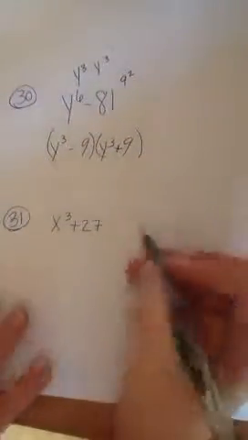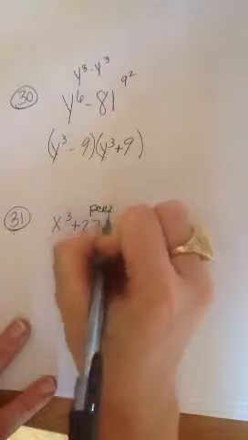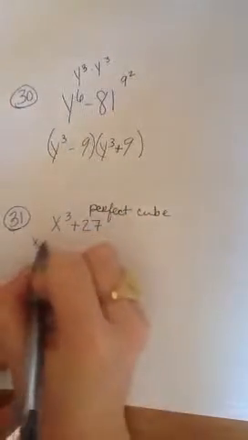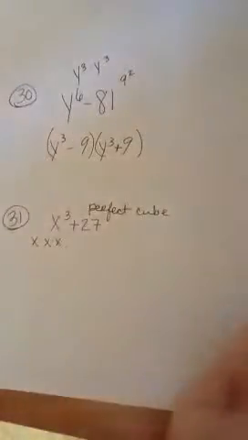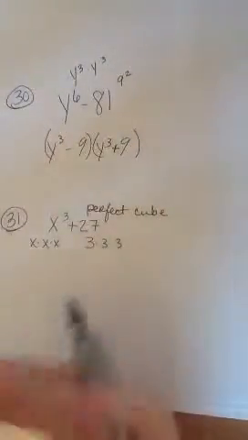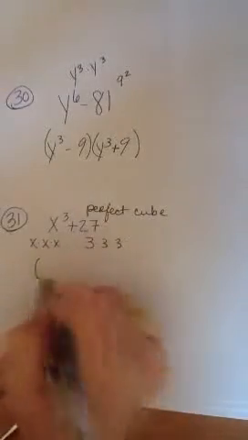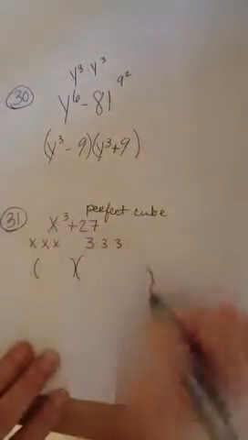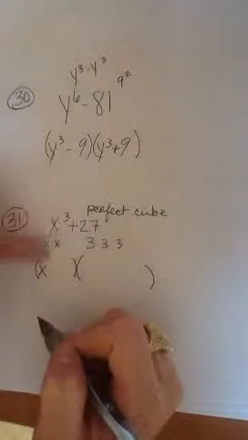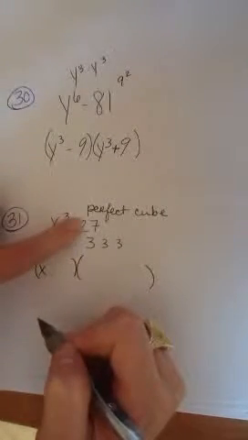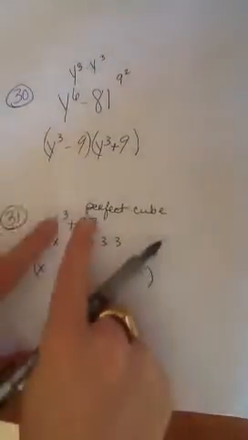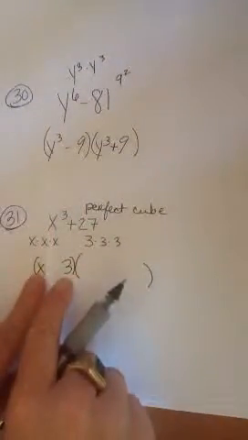Number 30. 30 is a perfect cube. Why? Because x times x times x gives you x to the third. 3 times 3 times 3, or 3 to the third, is 27. So you're going to have a binomial and a trinomial. x to the third, we put an x because that's the cubed root. 27, the cubed root is 3, so we put a 3 here. Notice they stayed in order.